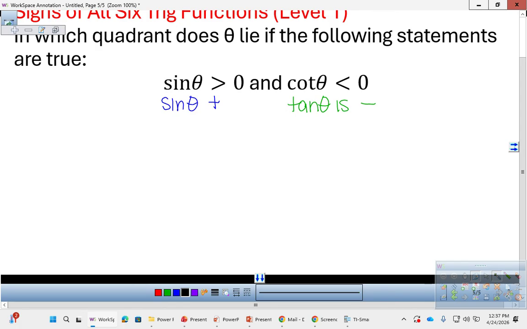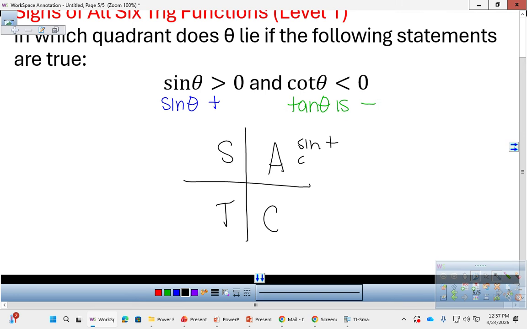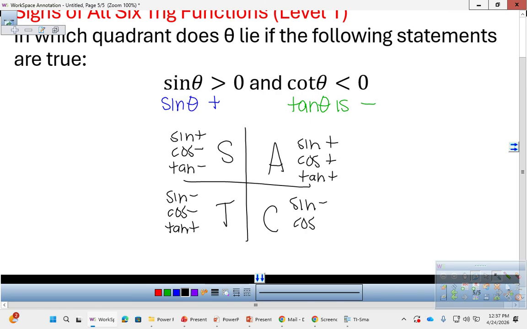All right, so let's think about all students take calculus. All students take calculus. And what does that tell me? Well, the all means that sine is positive, cosine is positive, and tangent is positive. The S tells me that sine is positive, cosine is negative, tangent is negative. Sine's the only one positive here. T tells me sine is negative, cosine is negative, tangent is positive. And C tells me sine is negative, cosine is positive, and tangent is negative.